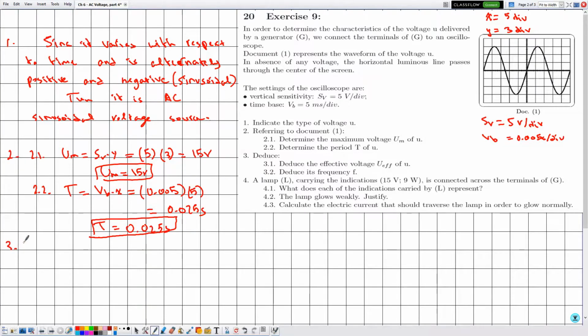Now as expected, because we have determined the maximum voltage and the period, we will be asked about the effective voltage and the frequency. Indeed, they are telling me to deduce the effective voltage U effective of U. We know that the effective voltage and the maximum voltage are related by the following formula. So the value of UM is given by 15. Notice that they didn't give me the decimal value of radical 2, so we keep it as it is and plug it on the calculator. Then in this case the effective voltage is given by 10.61 volts. Then U effective is equal to 10.61 volts.